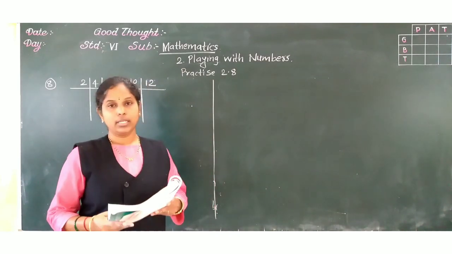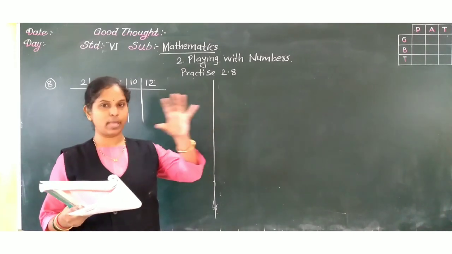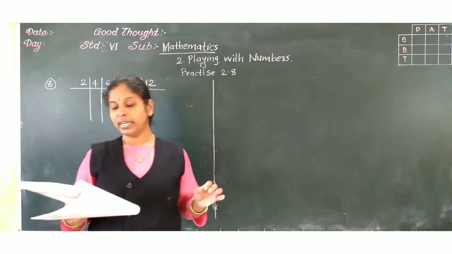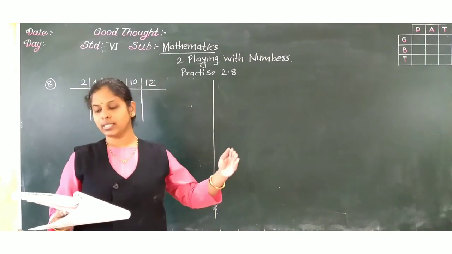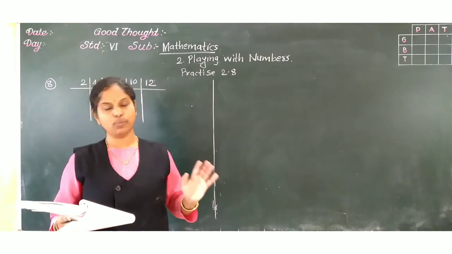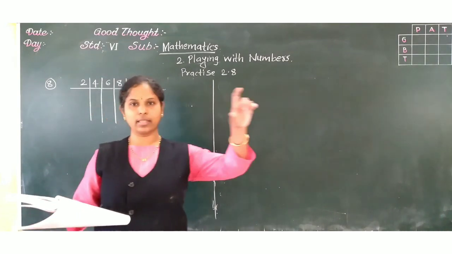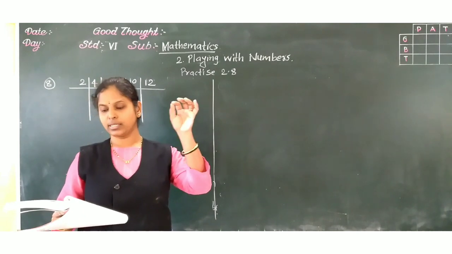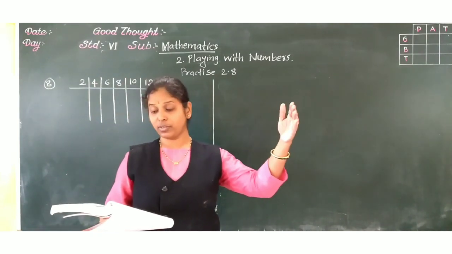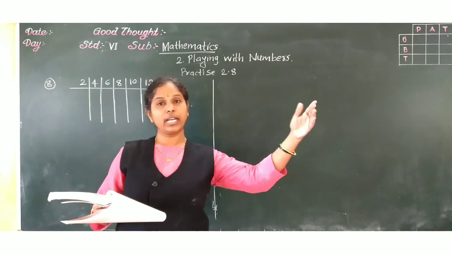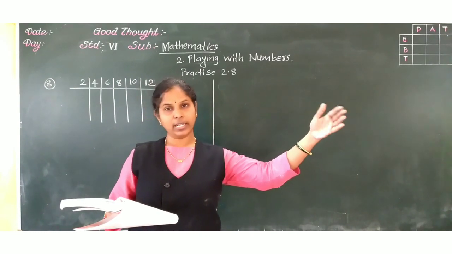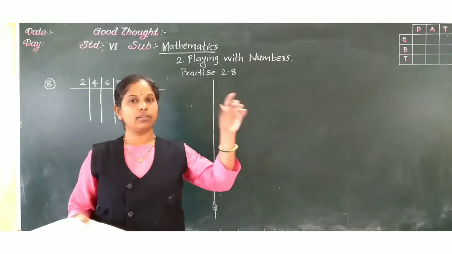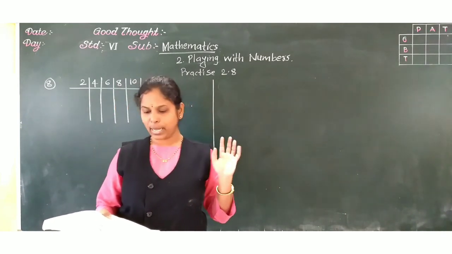See here, 6 bells commence tolling together and toll at intervals of 2, 4, 6, 8, 10 and 12 seconds respectively. 6 bells are there, and suppose the first bell rings after 2 seconds, then the second after 4 seconds, then the third after 6 seconds, the fourth after 8, then the fifth after 10 seconds, and the sixth after 12 seconds. Like that the bells are going to ring.